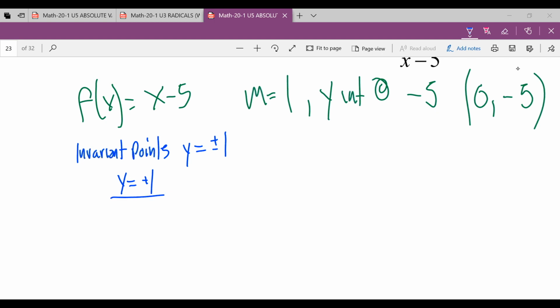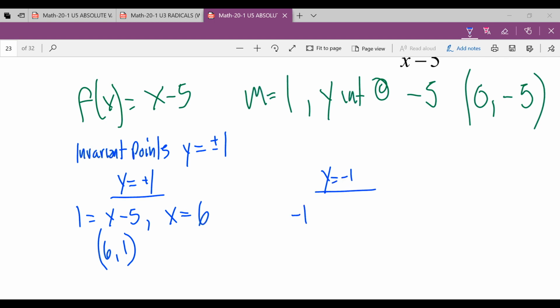When we do that, we're going to get 1 equals x minus 5. And I think you see quite clearly that that means that x is going to be equal to positive 6. So one of our invariant points is going to be (6, 1). And for our other invariant point, y equals negative 1, we'll simply plop negative 1 into the original f of x function. We're going to get negative 1 equals x minus 5. And once again, you'll see pretty quickly that x equals 4 in this case. And so the second invariant point will be (4, negative 1).